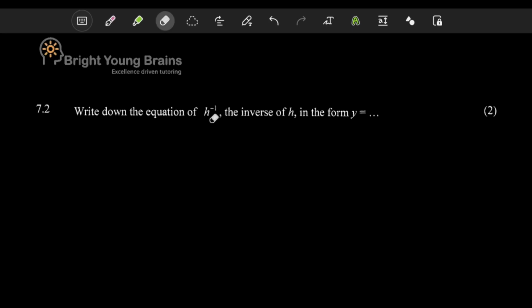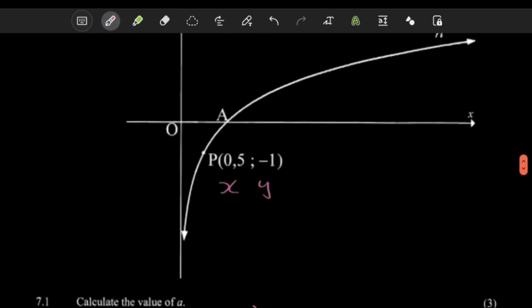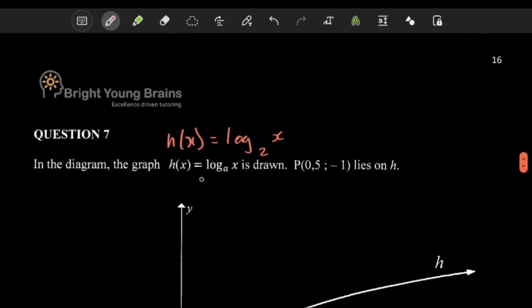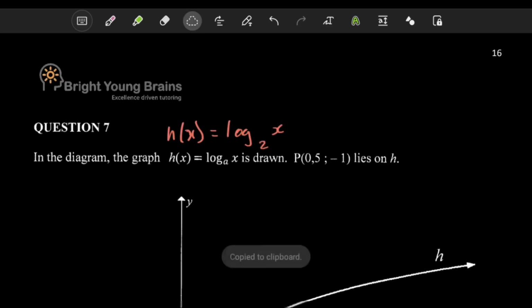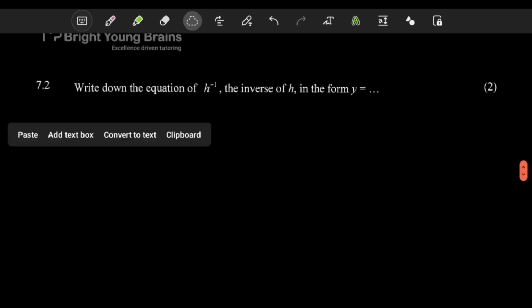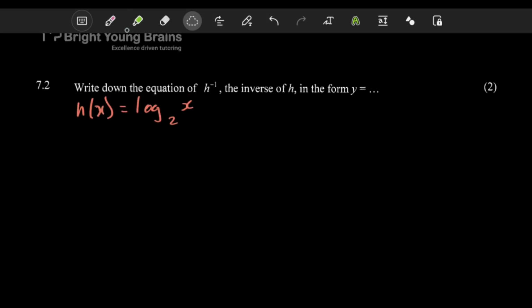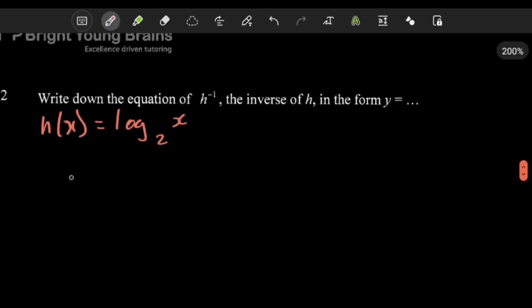We should write down the equation of the inverse of h. That's what we should write. We should write down the equation of this, which is just the inverse of h, in the form y is equal to whatever. So what we already know is that this is the equation of our log graph. One way or the other, this is the equation of our log graph, and we just have to find its inverse. Finding its inverse is really not a big issue, because the first thing you want to do first off is write this as y, and then you have log 2 with x over there.